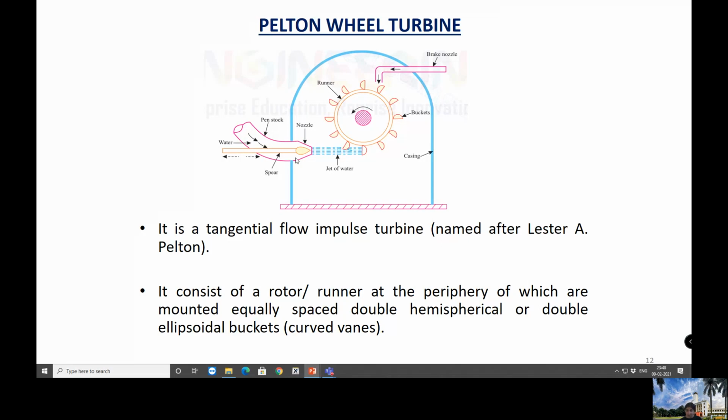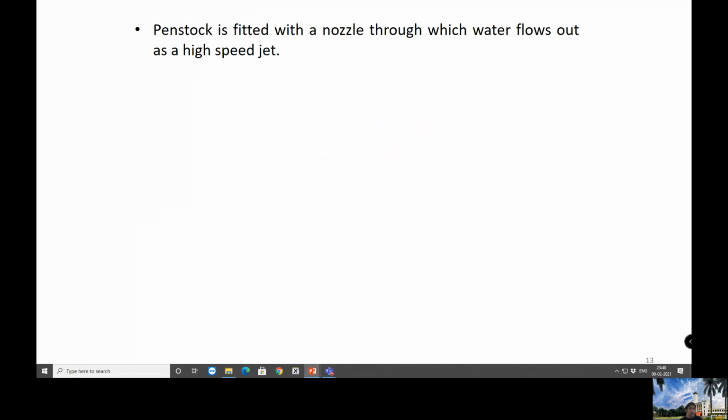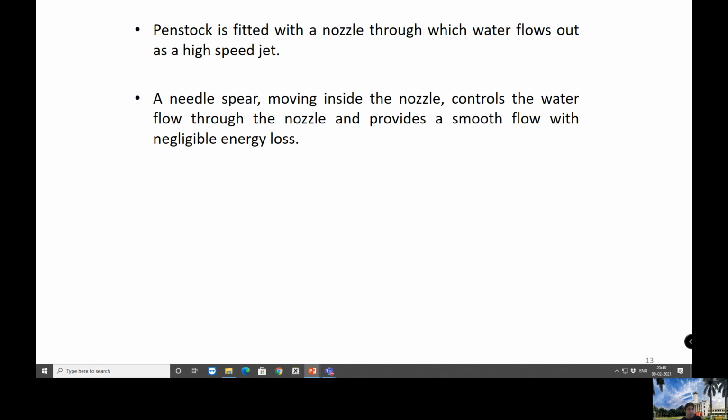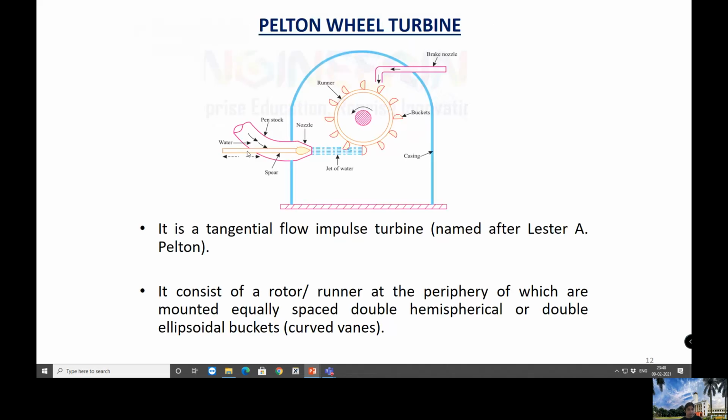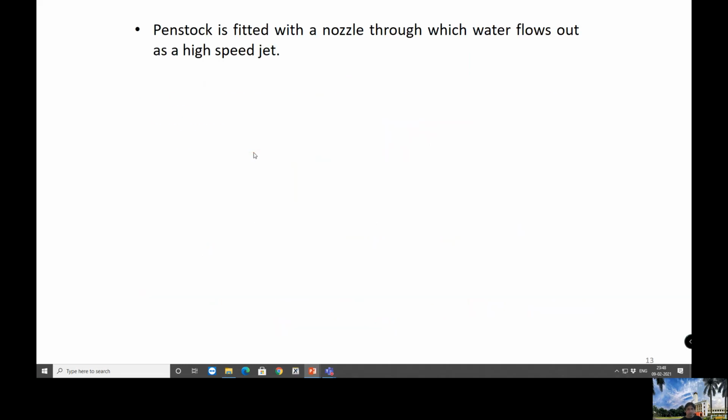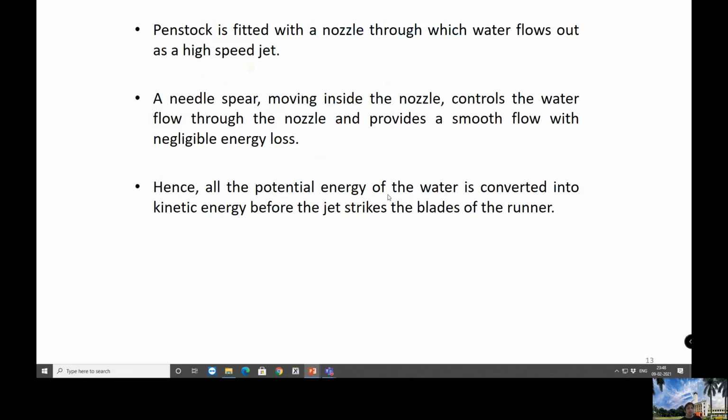Here you see the penstock, the one that carries the water. The penstock is fitted with a nozzle through which the water flows out as a high speed jet. This we already have covered. There is a needle spear moving inside the nozzle which controls the water flow through the nozzle and provides a smooth flow with negligible energy loss. This structure is there to reduce the energy loss. Hence, all the potential energy of the water is converted into kinetic energy before the jet strikes the blade of the runner.